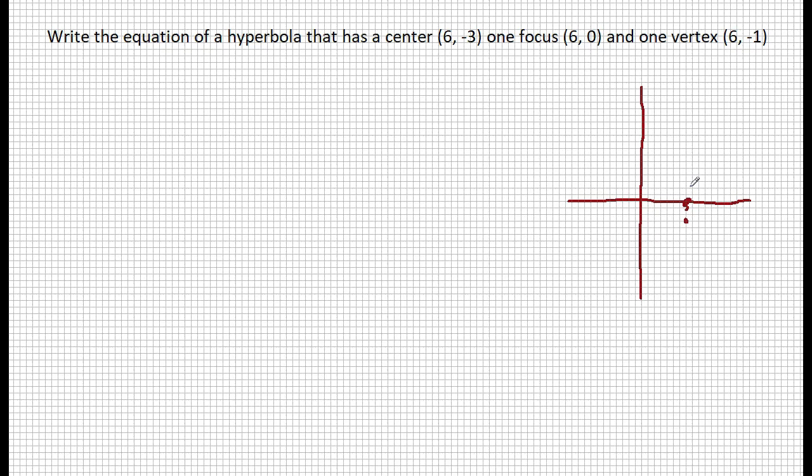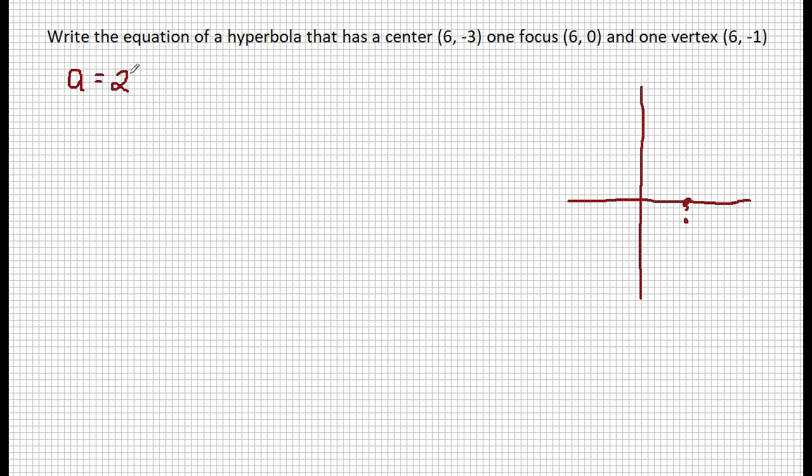Now, to get the length of this transverse axis, the distance from the center to the vertex is going to be the value of a. So, if I take 6, -1 and 6, -3, I could use the distance formula, but really all I have to do is count. There are 2 units there. So a equals 2.